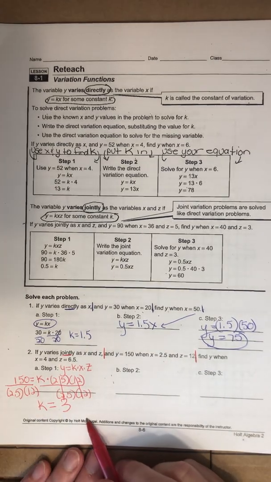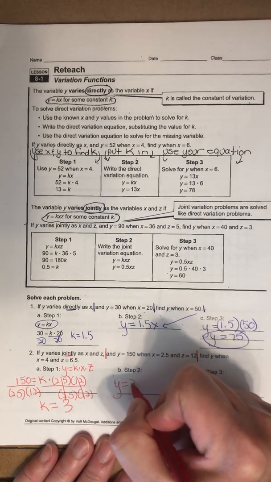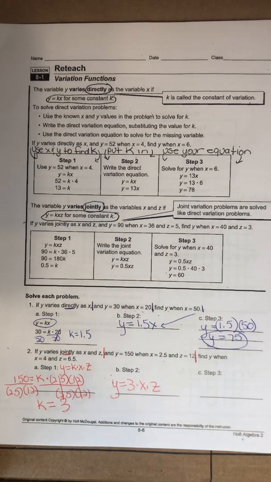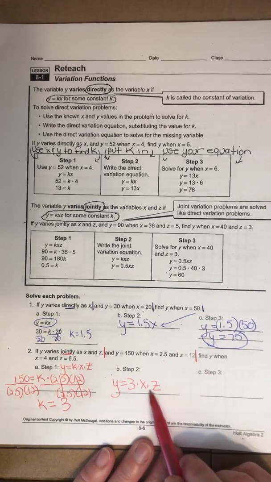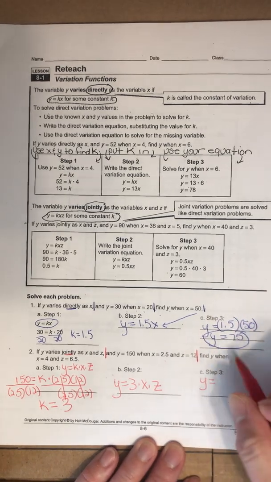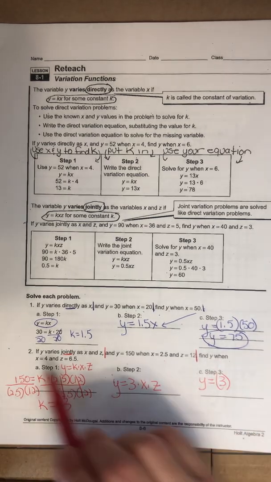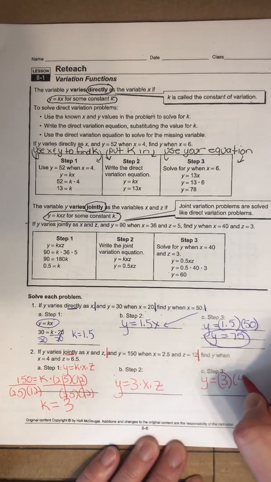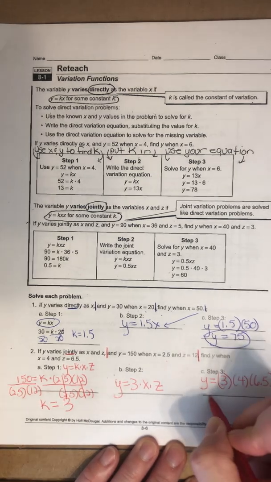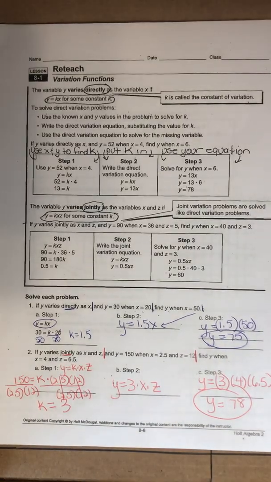What do we do with that? Step 2, super easy. We just update our equation. Y equals 3 times x times z. There we go. Step 3. Now they're going to have us use our equation. Find y. Here's our 3 for k because we found it. When x equals 4 and z equals 6.5. Run that through the calculator and you get a 78. And we are done. Steps 1, 2, and 3.